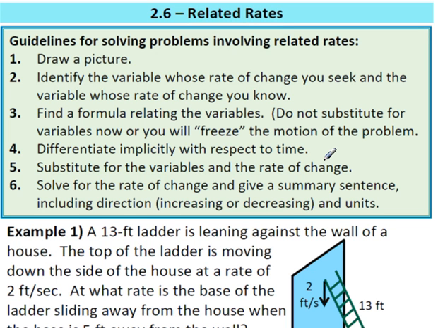So when we do related rates problems, it's going to be a word problem. And most of the time with a word problem, the first thing we want to do is to draw a picture. Sometimes the picture is given to you, and sometimes you need to draw a diagram. The next thing to do is to identify the variable whose rate of change you seek, which will be given to you most likely in the problem, and the variable whose rate of change you also know, which will be given to you in the problem. So let's look at the first example, and then we'll go through the steps as we look at this first example.